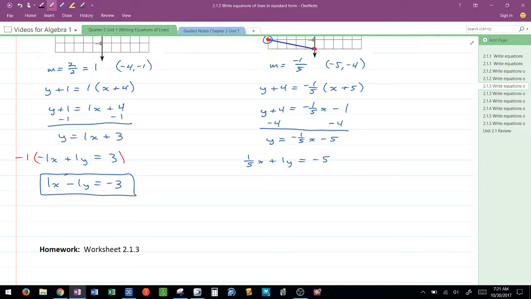A has to be positive. It is. No fractions. So I know I got to multiply everything by the common denominator of 5. That leaves me with 1x plus 5y equals negative 25. This is the equation of the line in standard form.